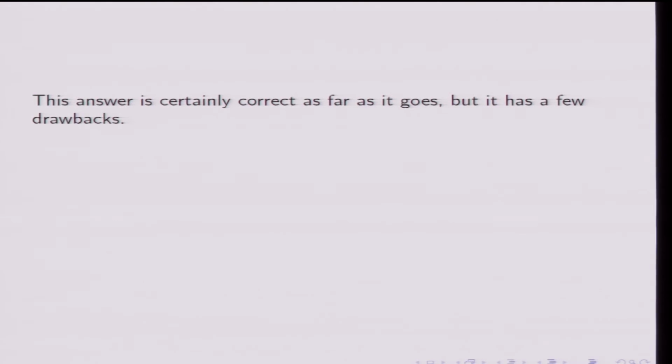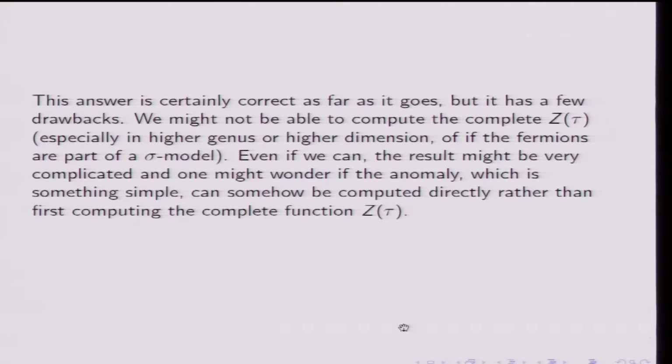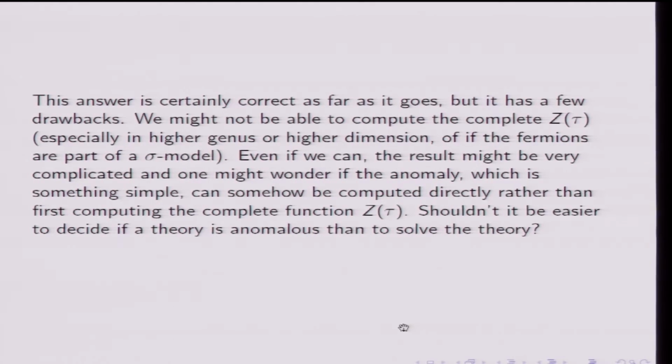But this answer has a few drawbacks. For one thing, we might not be able to calculate the complete partition function, especially in higher genus or in higher dimension, or if the fermions are part of a sigma model. Even if we can, computing the complete z of tau might be very complicated, and one might wonder if the anomaly in modular invariance, which is something simple, can be computed directly rather than first computing the complete function. Shouldn't it be easier to decide if a theory is anomalous than to solve the theory?